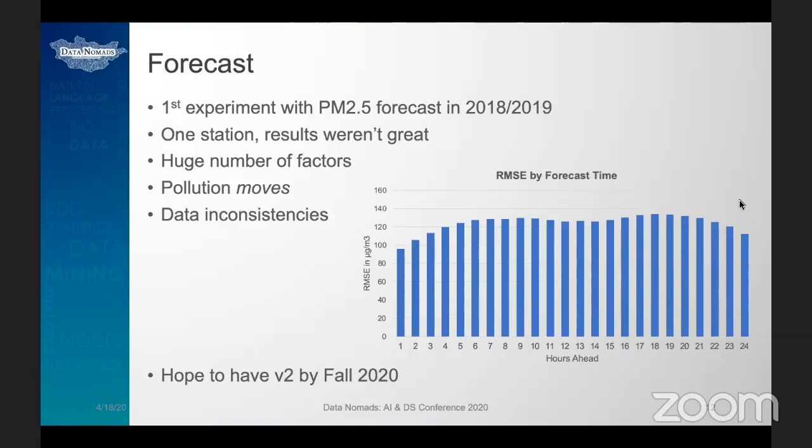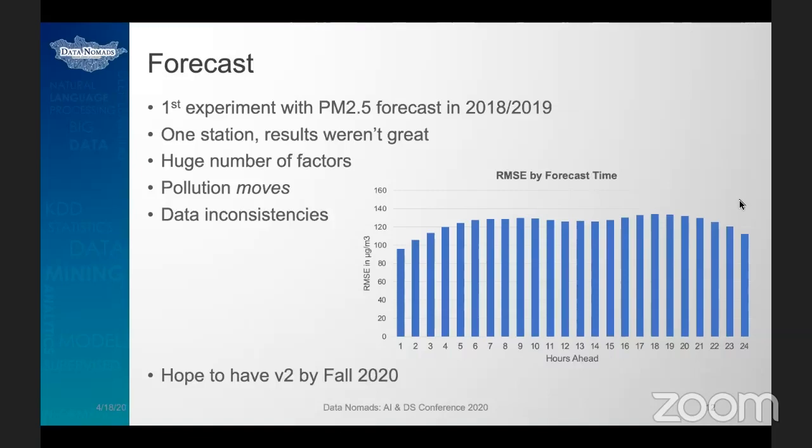So I did an experiment in 2018, 2019 to actually forecast PM 2.5 using only one station. And well, to be honest, the results weren't great. When we were using our blind sample, we got an RMSE of about 50. But then when we actually deployed it to production, it was around 100 for 1 hour ahead. And so what we learned from this, and I worked with some of my students on this, was that there's a huge number of factors that impact air pollution.